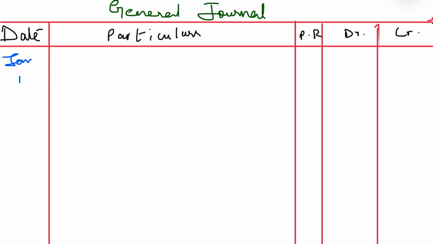Now, how can we record this transaction? We know that cash is coming in. Cash is our asset, and it increases by 1 lakh. And Mr. A is investing in his business, so capital will increase. Whenever capital increases, it shows on the credit side. Simple. This is our first entry.